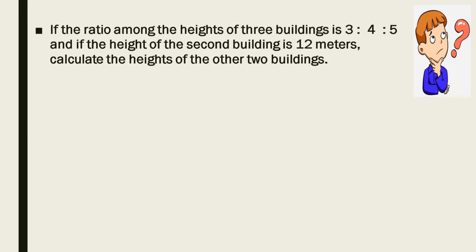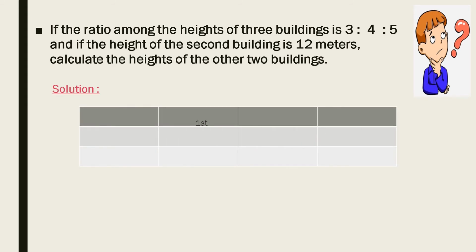If the ratio among the height of three buildings is 3 to 4 to 5, and if the height of the second building is 12 meters, calculate the heights of the other two buildings. Don't forget, in every story problem we must write name, ratio and real.